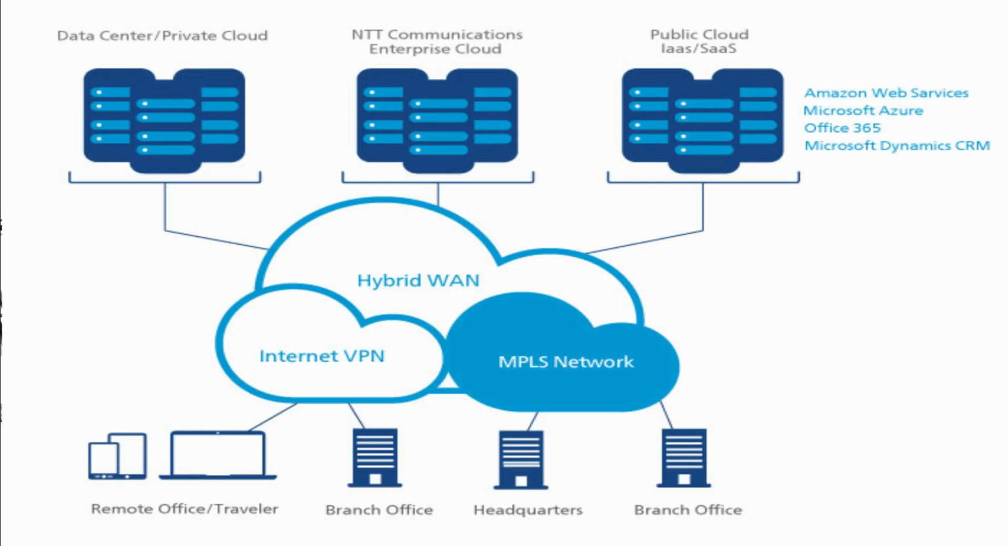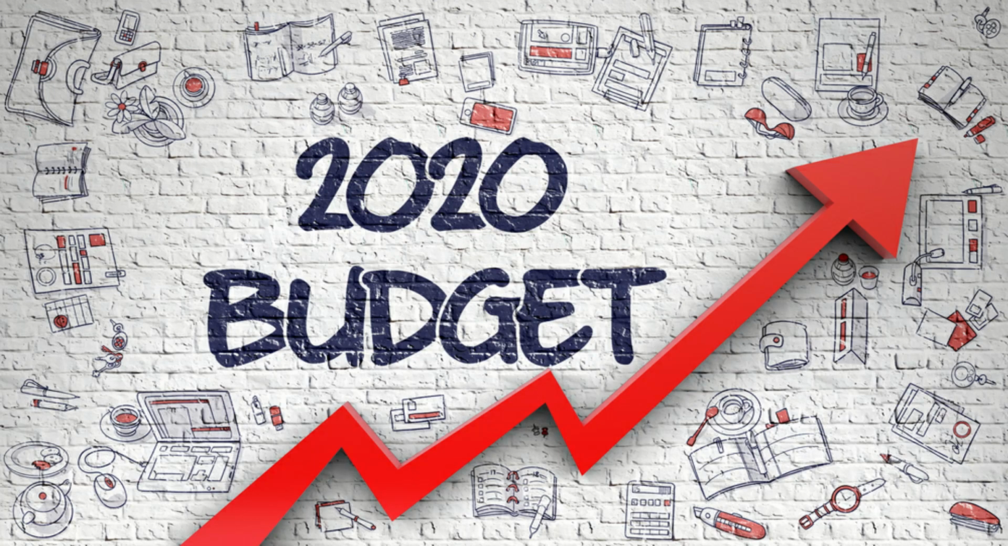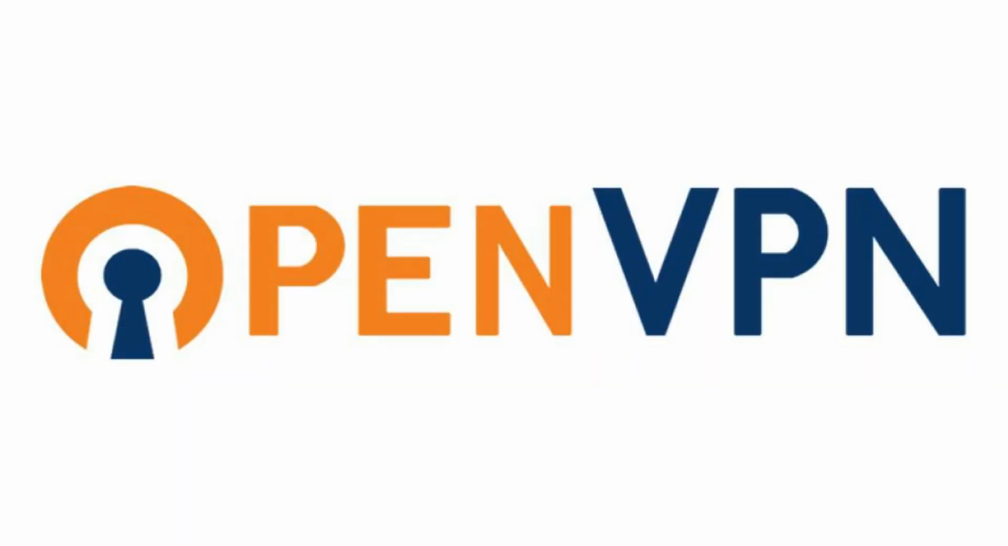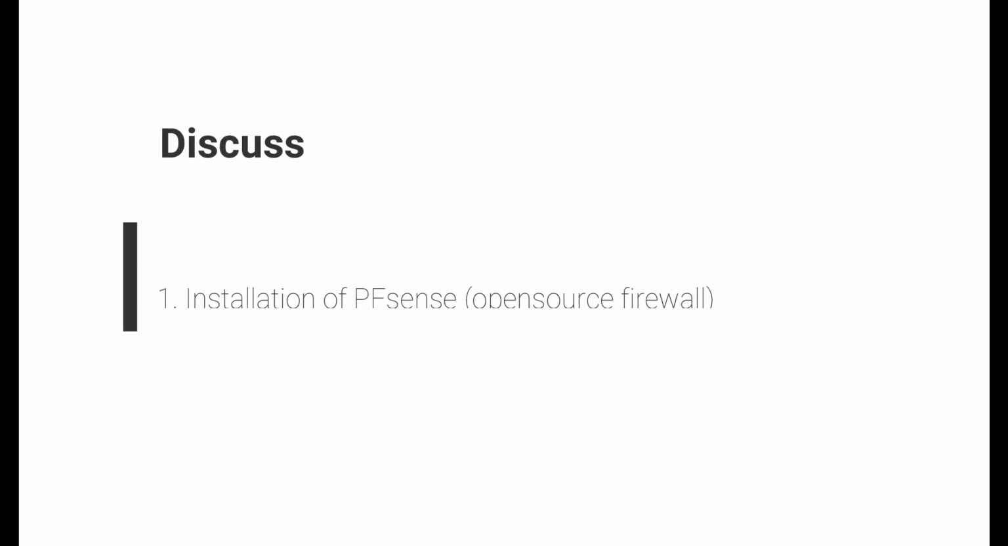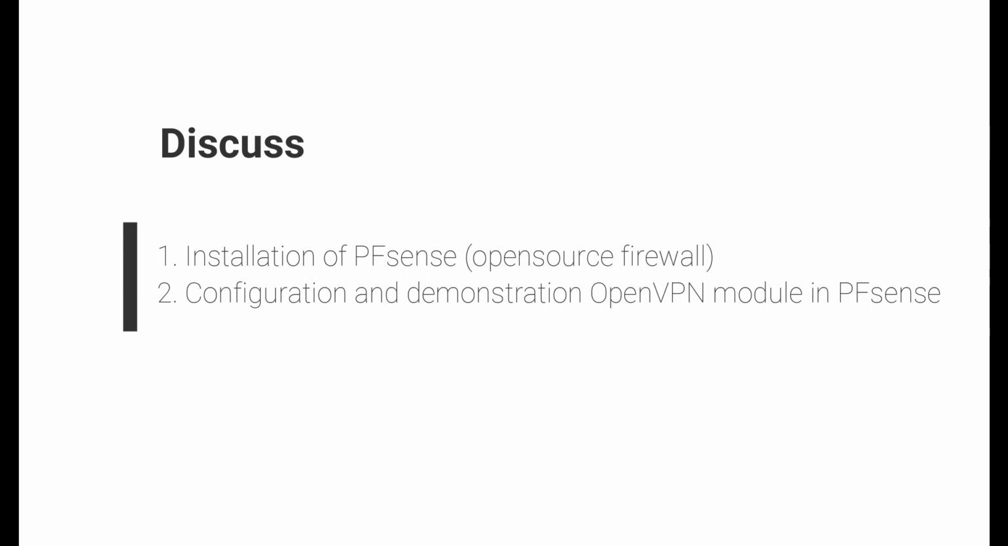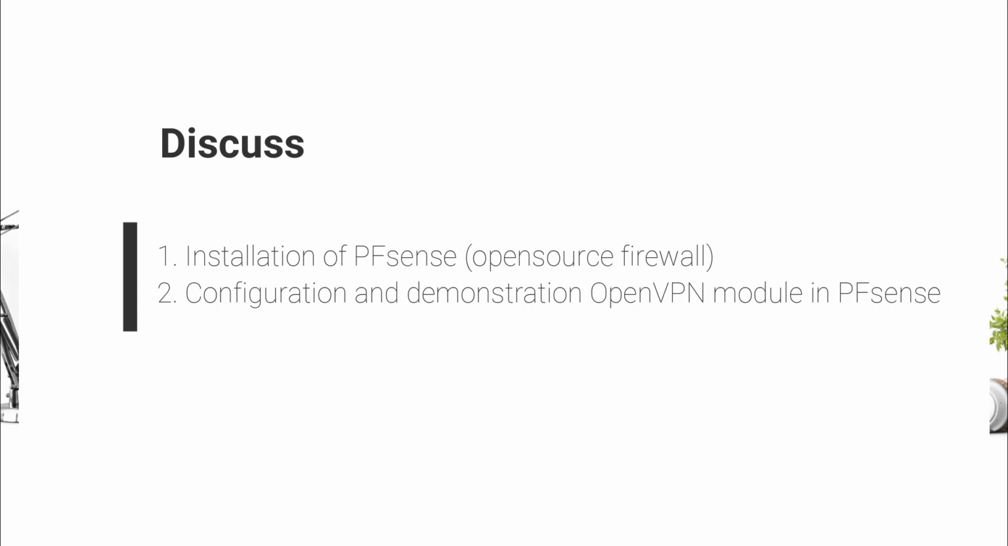And most of the enterprise solutions are way too costly while IT organizations are struggling with their IT budgets. So OpenVPN is an open source solution. Yes, it's free and there are no licensing constraints. You can have hundreds of users ready for remote access within minutes. So in this video, we will discuss installation of pfSense, that is an open source firewall, and configuration and demonstration of the OpenVPN module in pfSense. So guys, let's get started with this video.